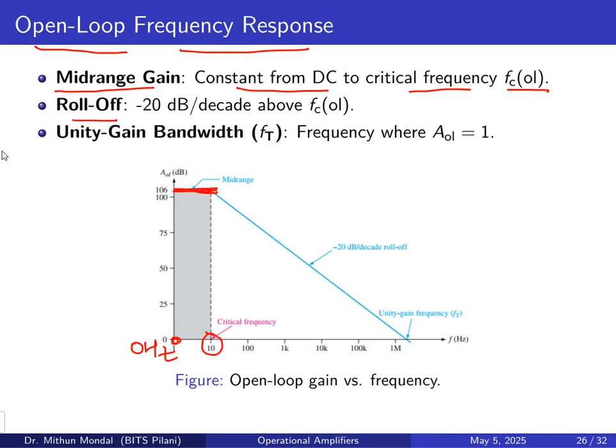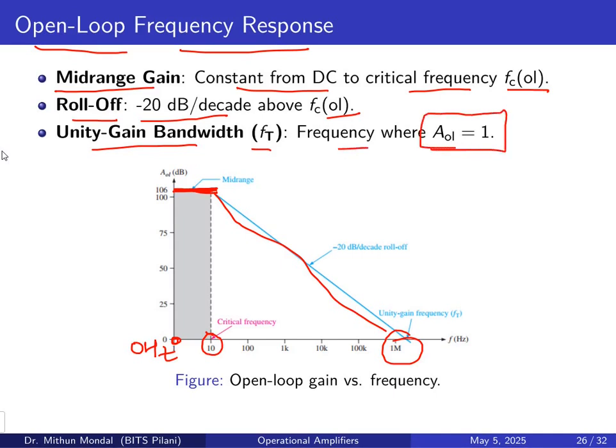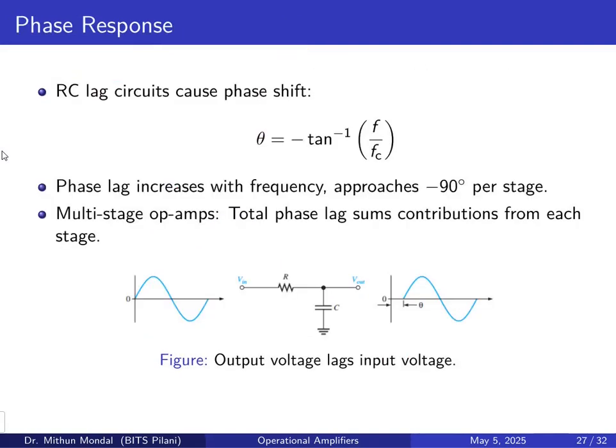Then it will be rolling off at minus 20 decibel per decade. So this will fall at minus 20 decibel per decade till the upper critical frequency, and you will be getting the unity gain bandwidth product FT, where the frequency will be such that the open loop gain will be unity. So you will get the unity gain bandwidth product.